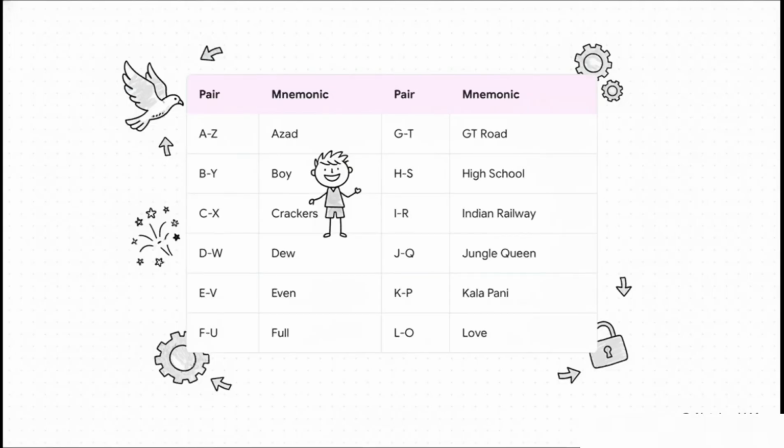And hey, there's a really fun way to remember these pairs. Instead of just trying to rote learn them, you can use these simple stories or mnemonics. For example, for A and Z, think of the word azad. For B and Y, think of boy. C and X, crackers. This actually makes remembering them effortless and kind of fun.